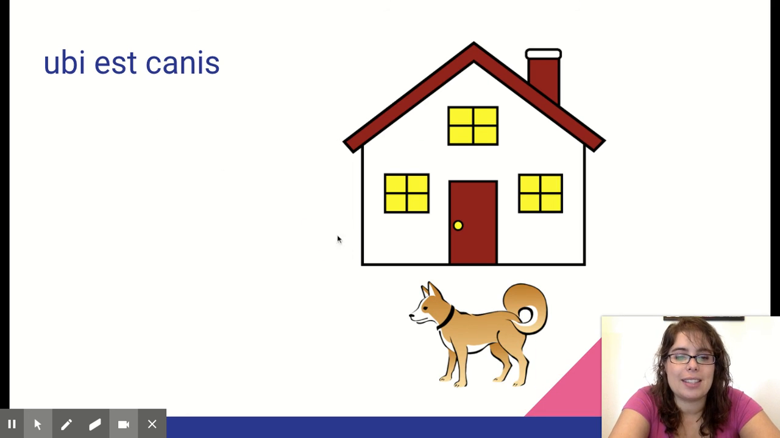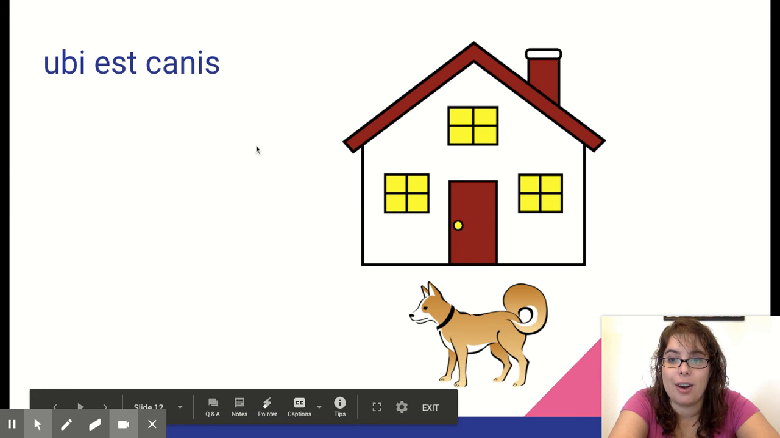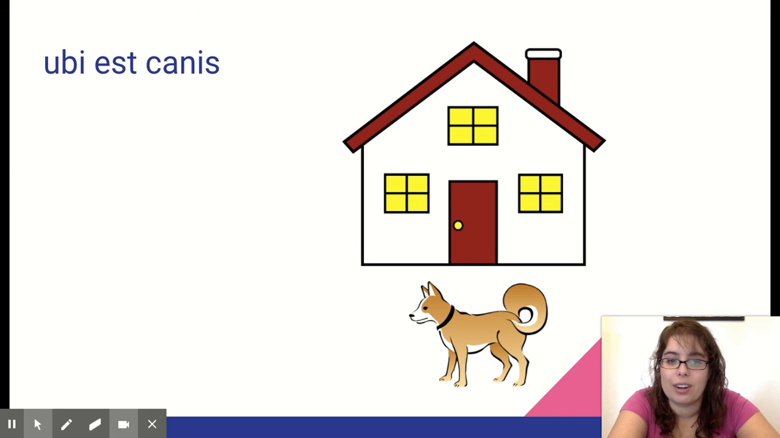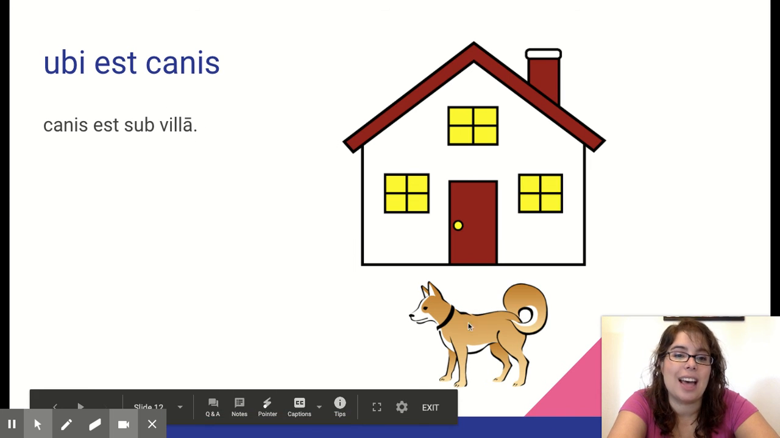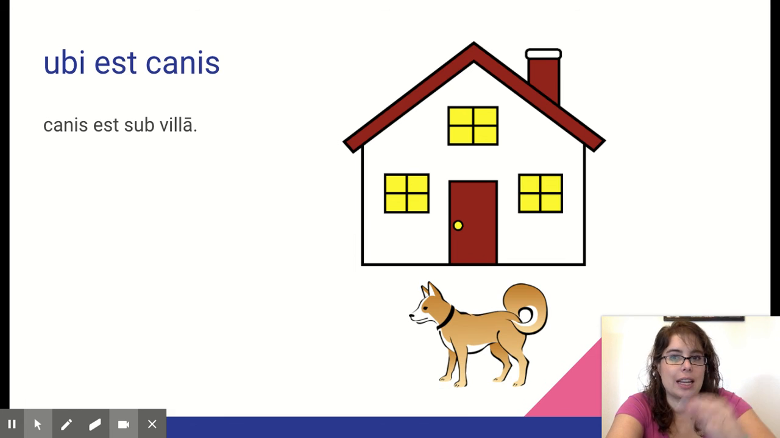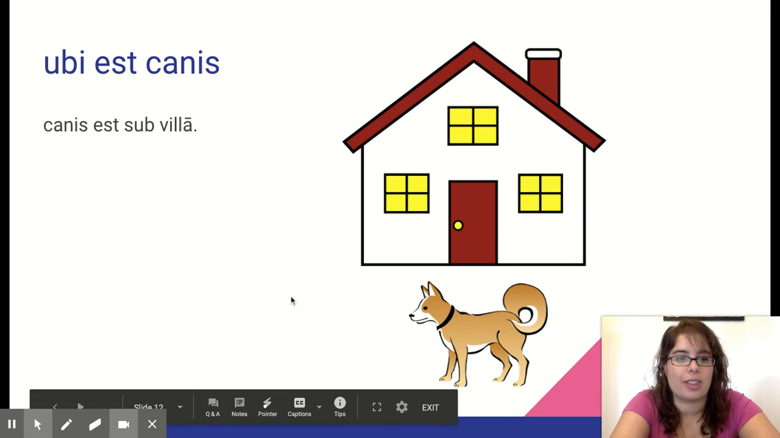And then ubi est canis? In this one, he's just standing still. He is not moving. So keep that in mind for whether you want it to take the accusative or the ablative. Look at your notes. Canis est sub villa, with that long A ablative. So the dog is under the house. So this is more of that static location. He's not moving necessarily. He's just under the house.